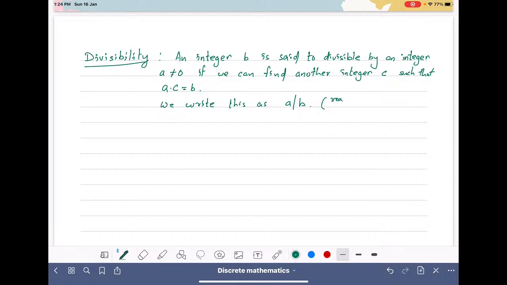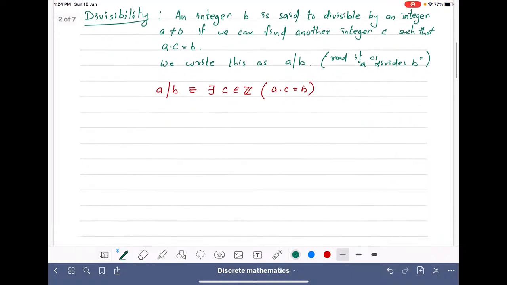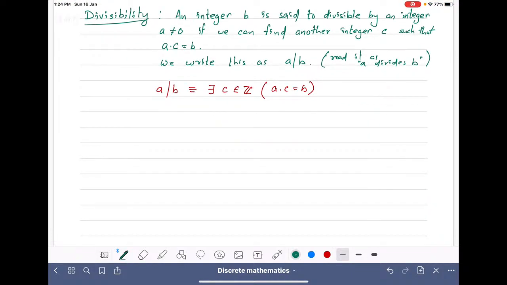Read it as a divides b. So a divides b means we can find c, an integer, such that a dot c equal to b. This is the basic definition.